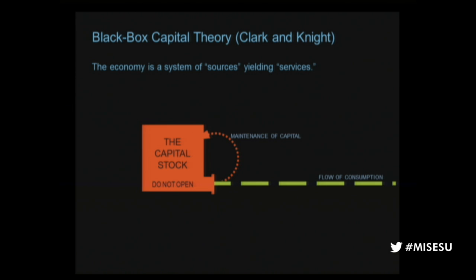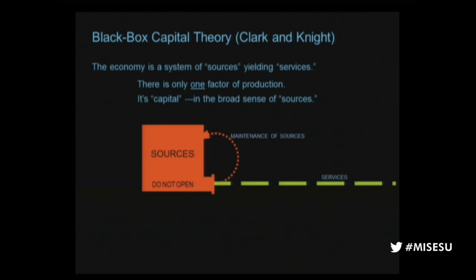So that helps you see why Friedman has trouble seeing even what the Austrians are saying, let alone believing that they might be correct. So I'll relabel that sources, and flow of consumption is just services. Knight goes so far as to say there's really only one factor of production. There's just one. It's capital.